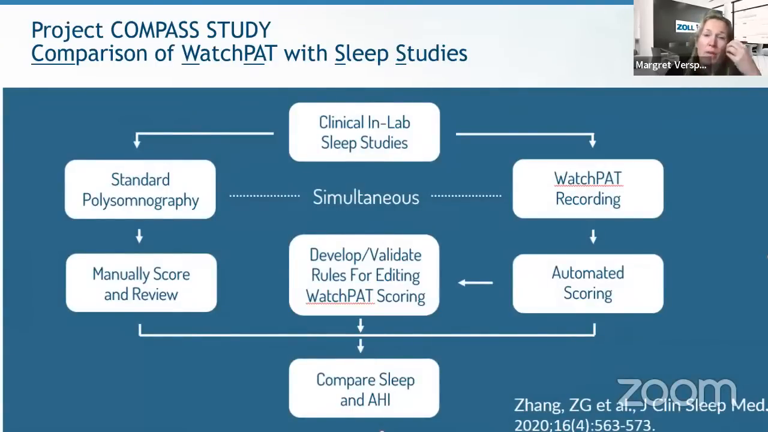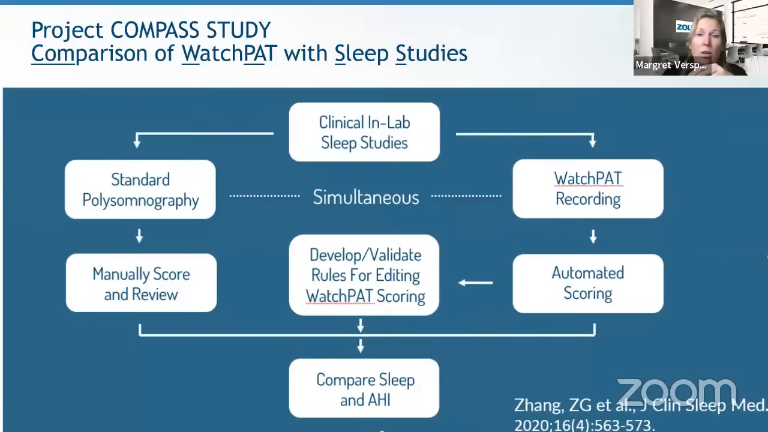We have also developed some scoring guidelines. How do we do that? It's a COMPASS study. In the COMPASS study, we did a comparison of WatchPad simultaneous with polysomnography. We looked at the WatchPad recording and the standard polysomnography, which was manually scored and reviewed by somno technologists. For the WatchPad, we did an automatic scoring, and we compared the results.